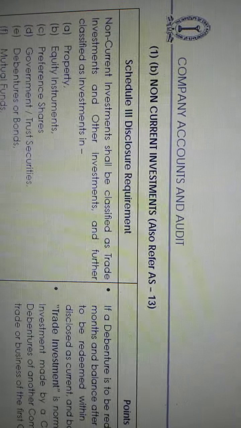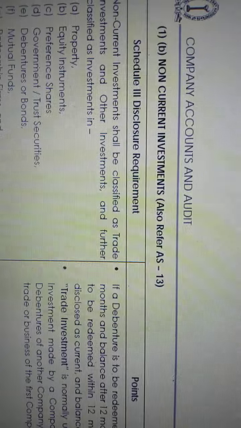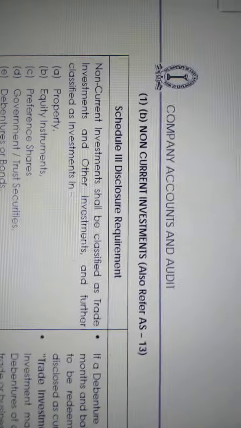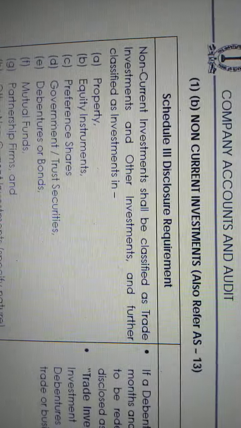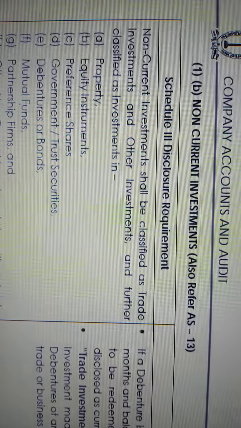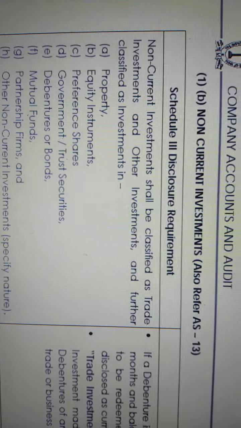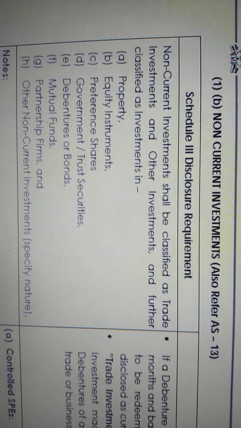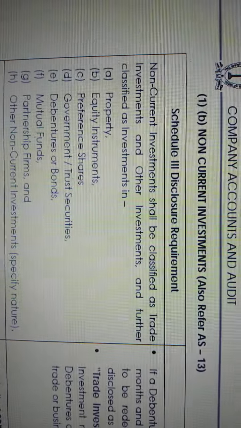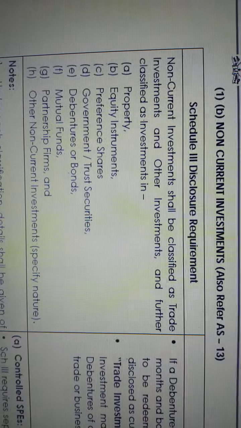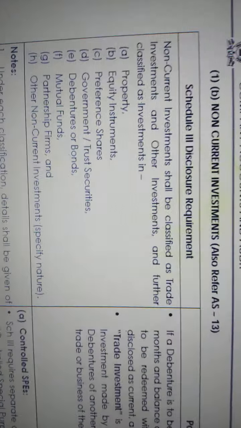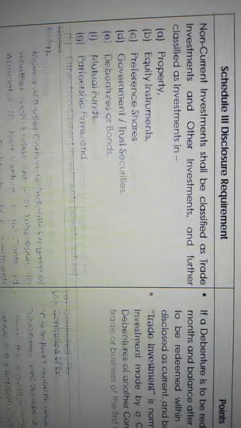Non-current investment. This is your AS 13. That is also not in your syllabus. But in AS 13, if it is a non-current investment, what are the things we have to identify? Non-current investments shall be classified as trade investment, other investment, and further classified as property. If I invested in all these activities, property, equity instruments, I have to write them separately. Okay.